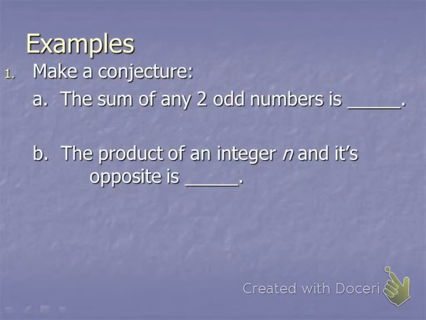Now, some of the hardest things to figure out when you're making conjectures is just old vocabulary words that you might have forgotten. So let's talk about some of those words as you're writing them. What does sum mean? Addition. So I'm just going to put a little plus sign above sum so I remember that that means addition. What's product mean?